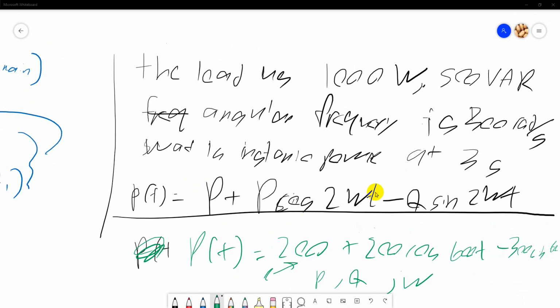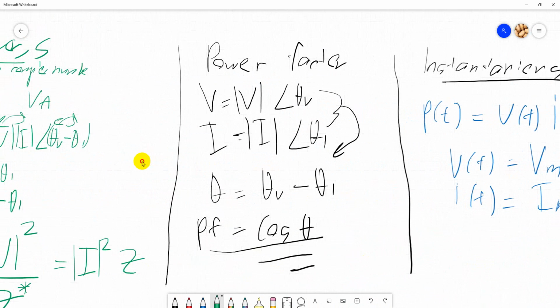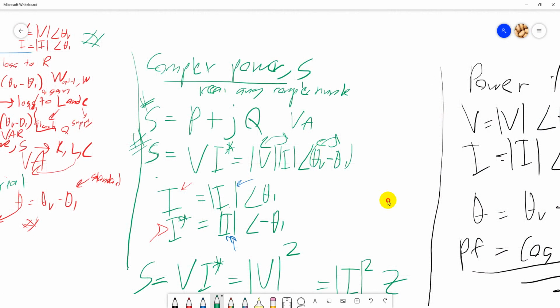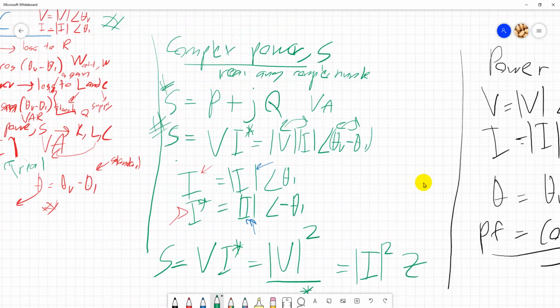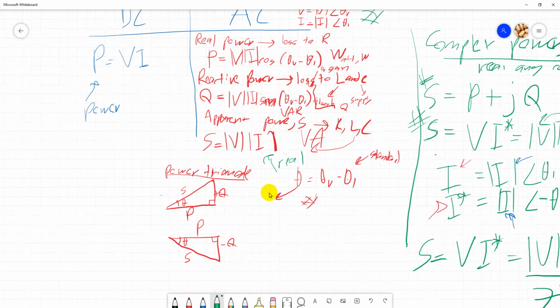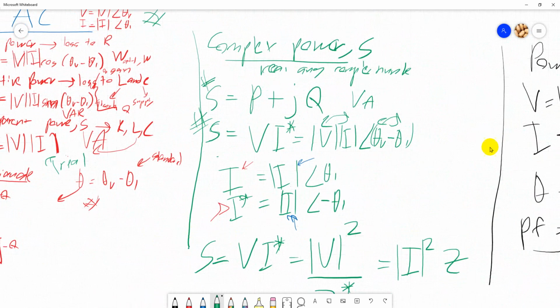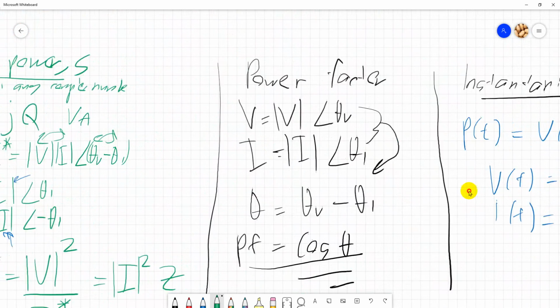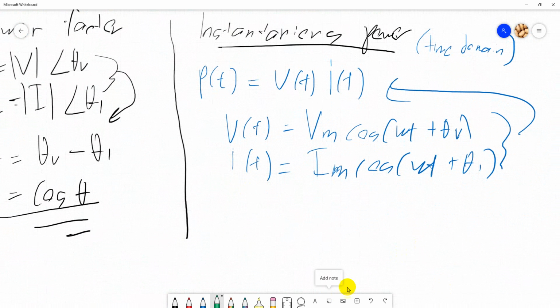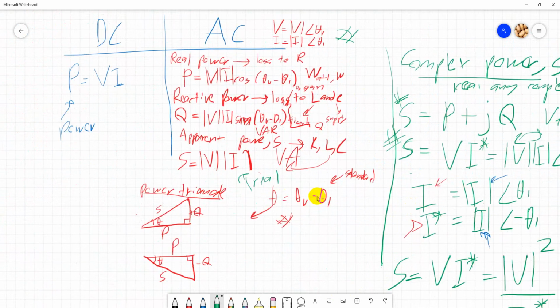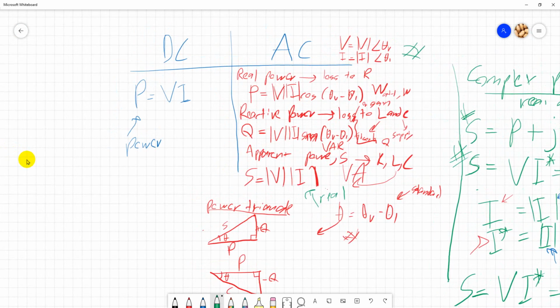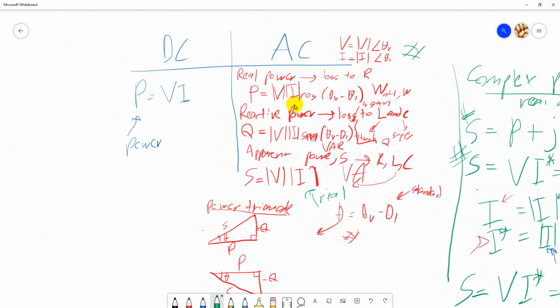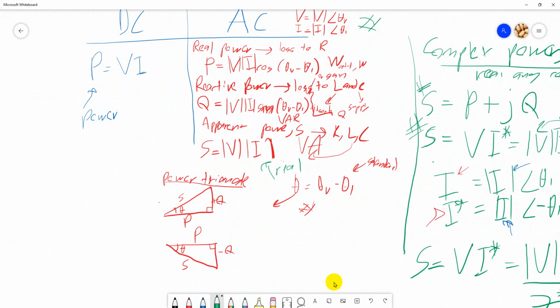So that's it. You have real power, reactive power, apparent power, complex power, power factor, and lastly instantaneous power. You have to know the formulas and know everything. Basically, AC circuits are very complicated. You have to memorize everything, every power. This is all for today. Thank you.